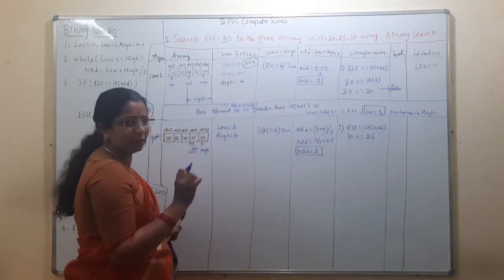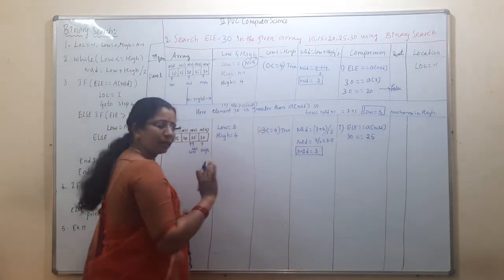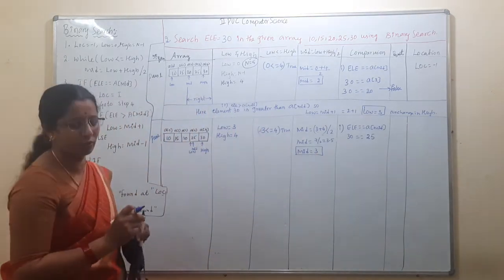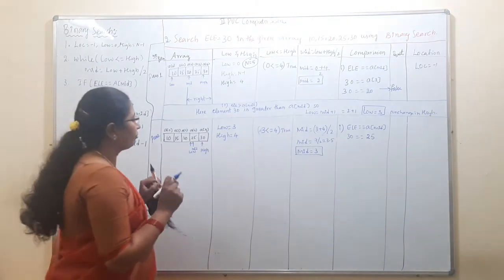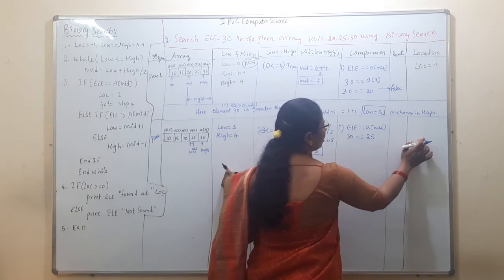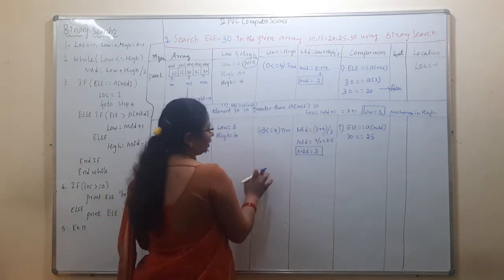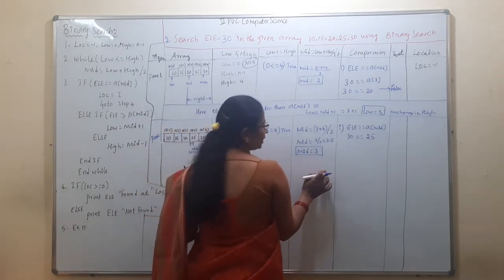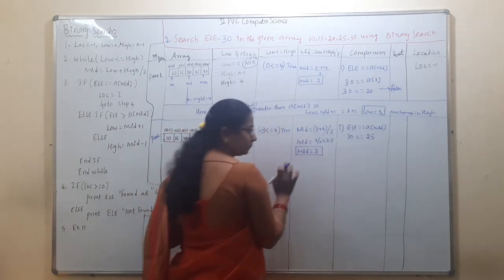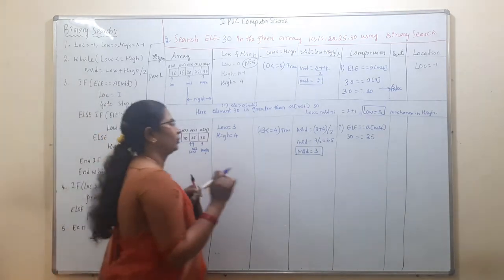Suppose my searching element is 25. Yes, the element is found, I can conclude. This is the one I am giving as homework for you. If 25 is equal to 25, condition is true, location equals mid, that is 3. So give the conclusion: element 25 found at location 3, that is A of 3. Did you get it?